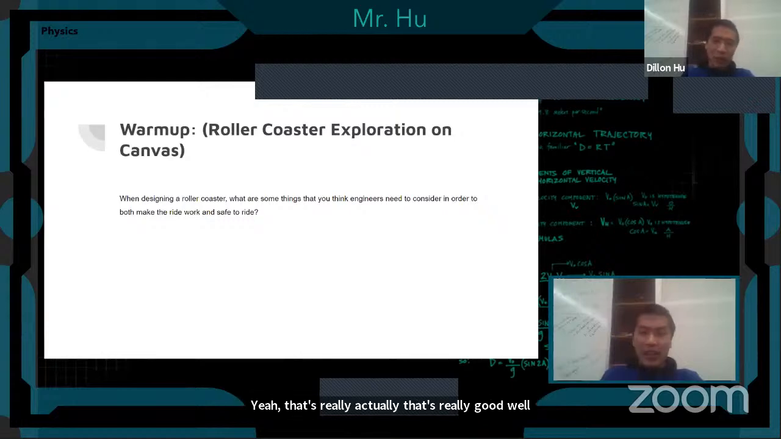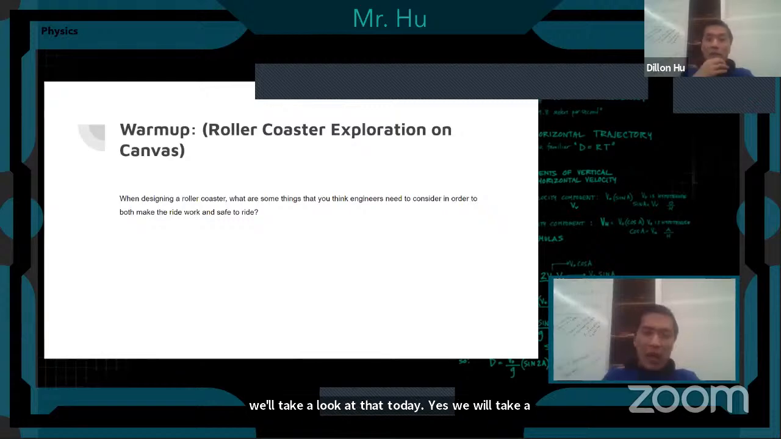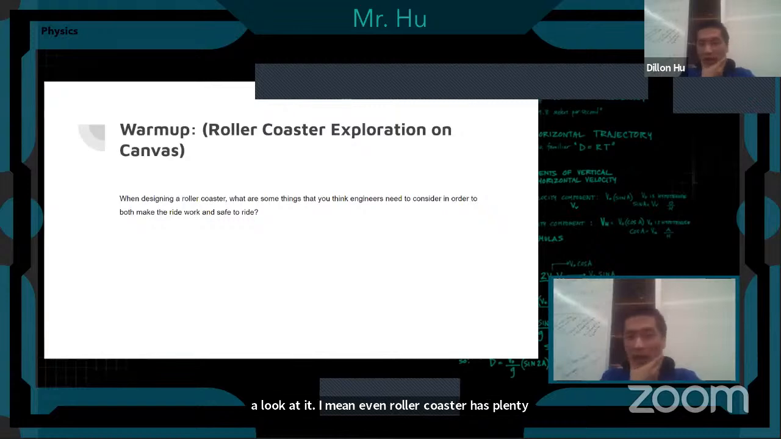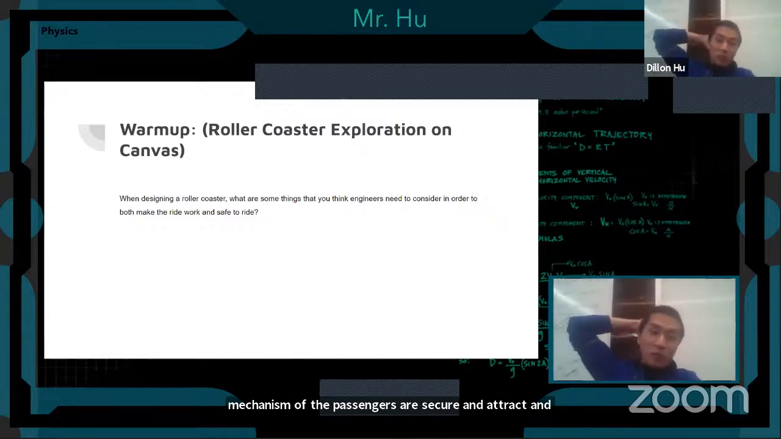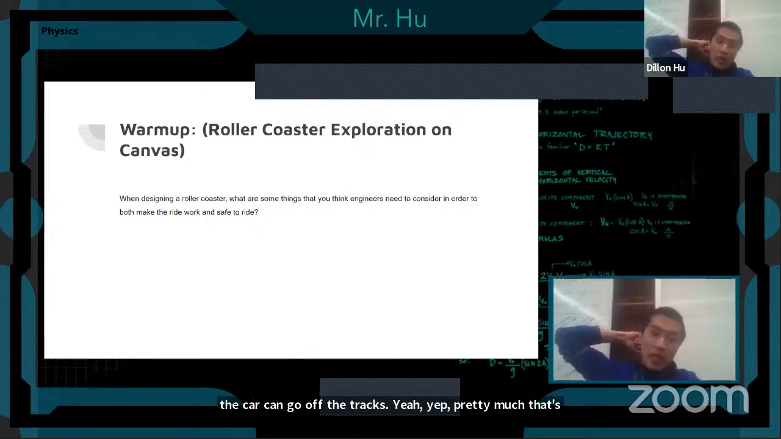Yes, we will take a look at it. The Indian roller coaster has plenty of momentum, so it doesn't get stuck. The passengers don't experience too many G's of force. That the passengers don't get whiplash. That there is an effective stopping mechanism. That the passengers are secure in the tracks and the car can't go off the tracks. Yep, pretty much. That's exactly what needs to happen.